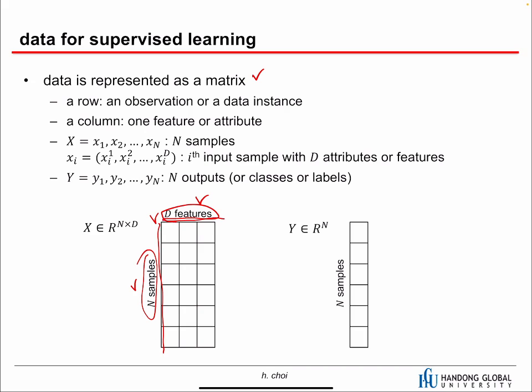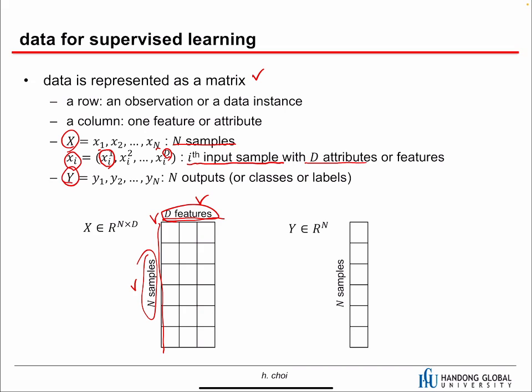Usually we use X for input data. Since we have n samples, X goes from 1 to n. Each sample X sub i has d values, which means the dimension of X sub i is d, so we have d features. We can have X sub i with superscript 1. It's not the power of, but a superscript to indicate the index of the feature. So X sub i is the ith input sample with d attributes.